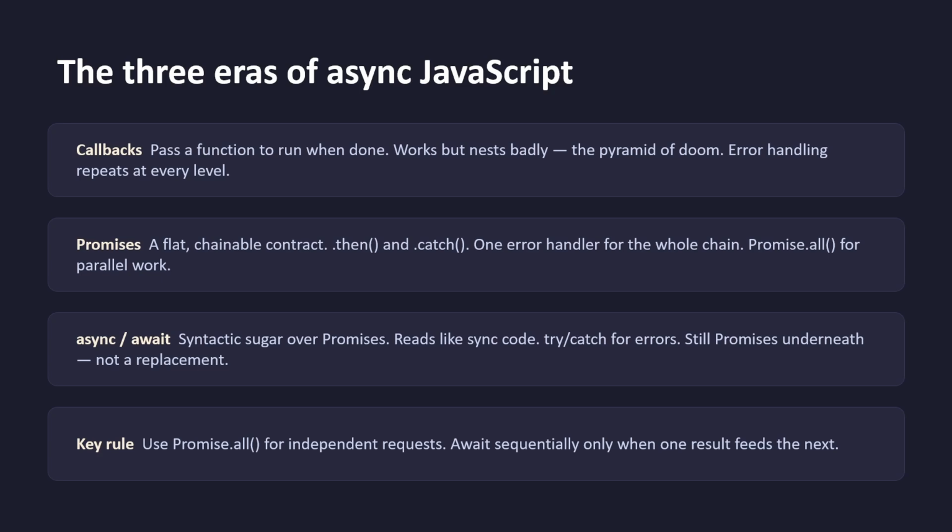And yeah, again, the key rule: use Promise.all for independent requests. Await sequentially only when one result feeds the next.